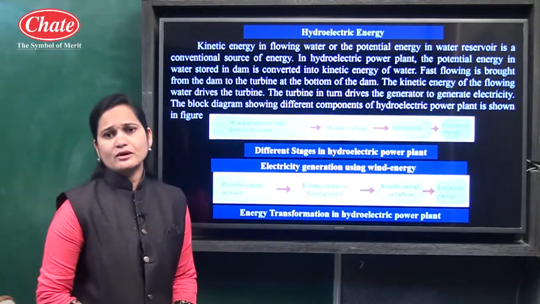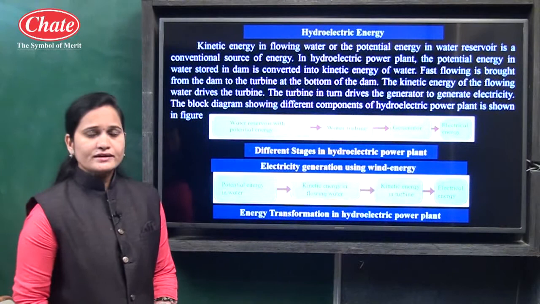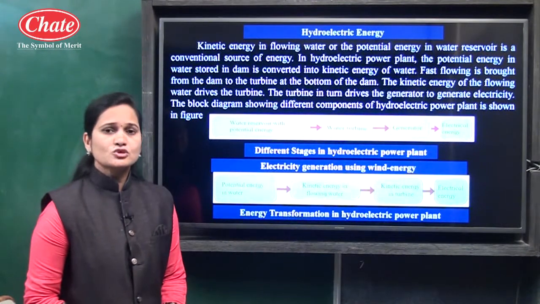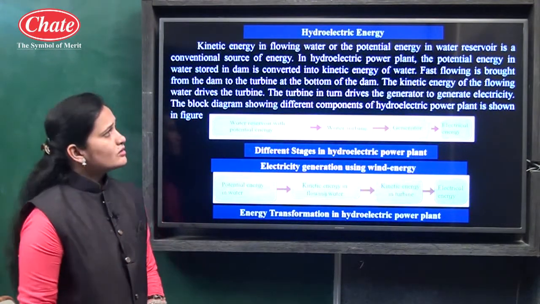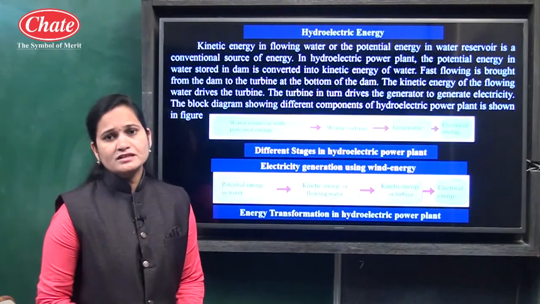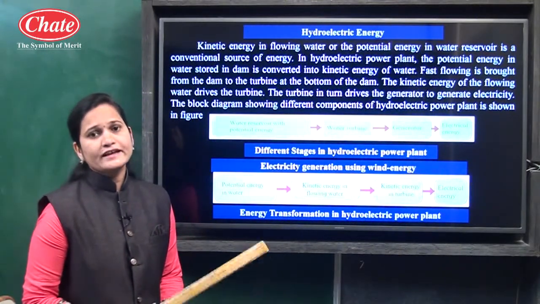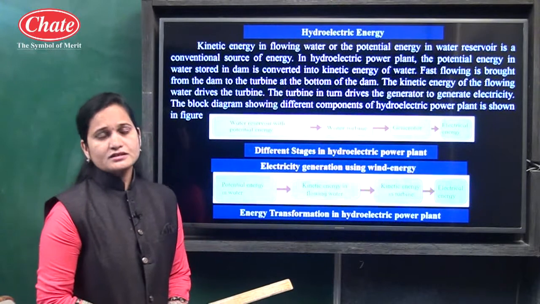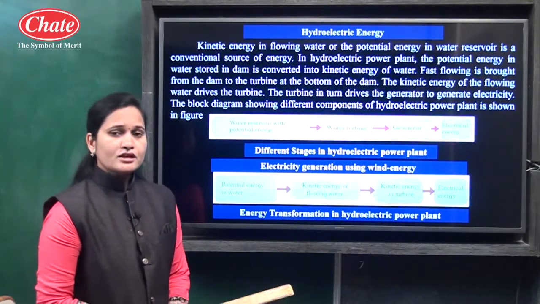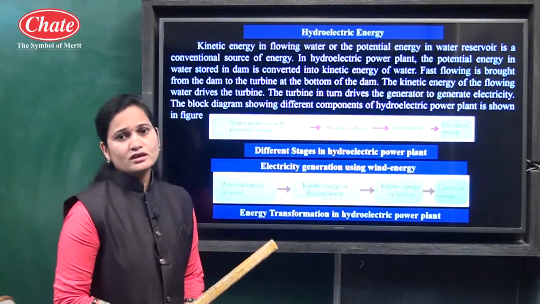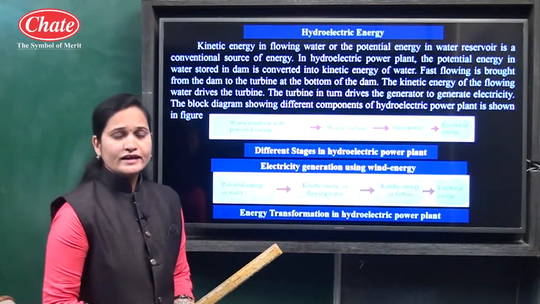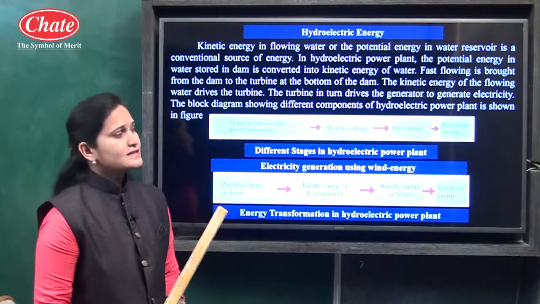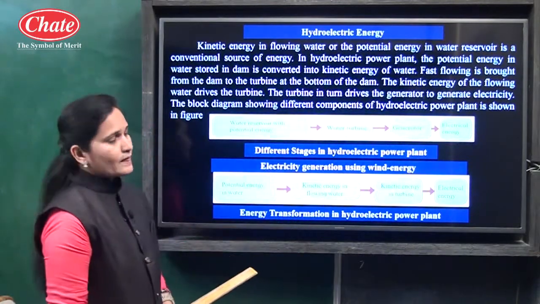Up to here we have studied the different types of power plants, but they have some advantages and some disadvantages also. To overcome these disadvantages, there are different forms of energy by which we can produce eco-friendly energy. The first type of energy is hydroelectric energy, which does not cause harm to the environment. Examples of eco-friendly energies are hydroelectric energy, wind energy and solar energy. The first one we will discuss is hydroelectric energy.